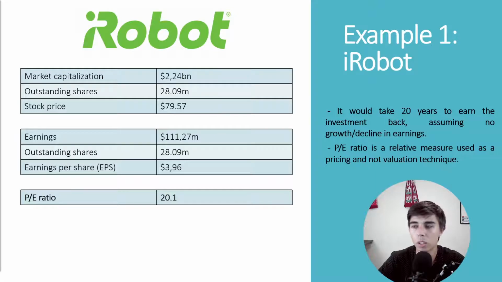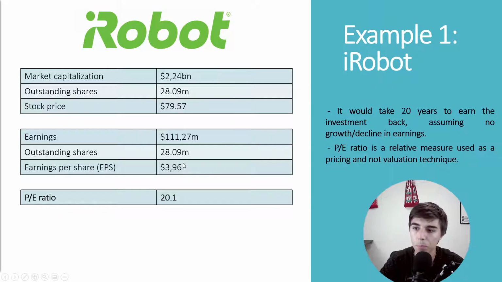So let's take a look into a few examples. The first one being iRobot, a company that makes robots. And if you take a look at the ratio, it's 20. So PE ratio of 20. How do we get to that? We get the stock price of around $80 per share. The earnings per share is around 4.